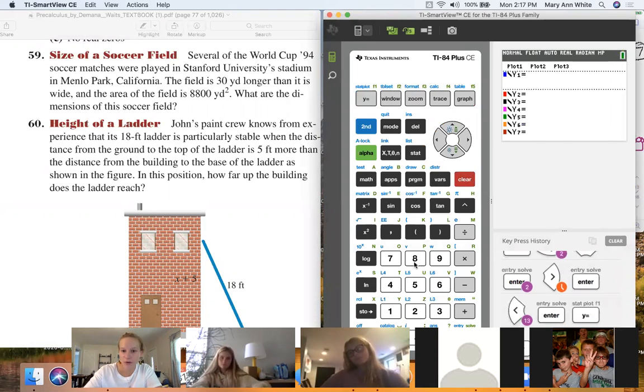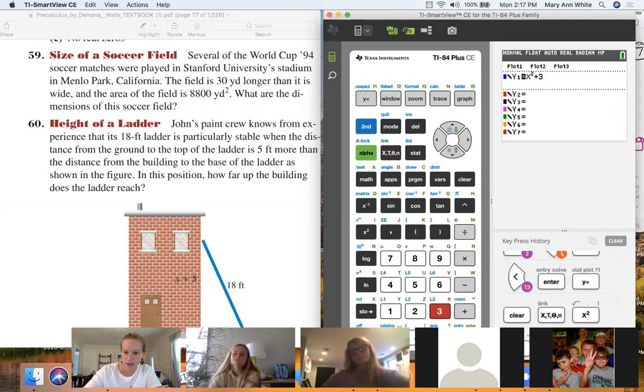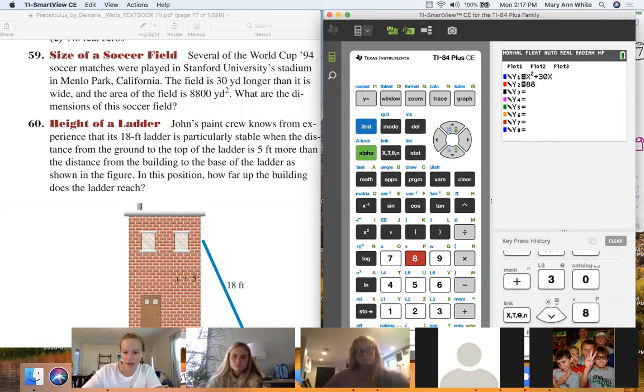I'm gonna cross this out. I'll have x squared. Remember, we can't have other variables than just x. So I've got x squared plus 30x, and then I have 8,800.